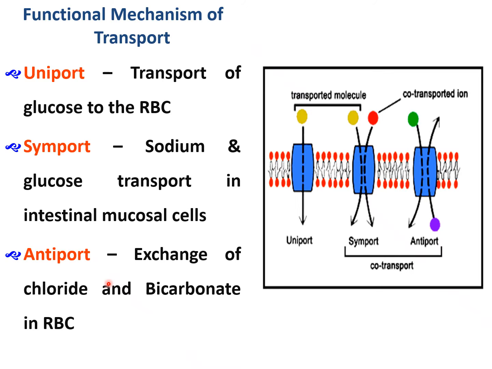Uniport, symport, antiport, it is there. In uniport, single compound, same direction: transport of glucose into RBC, just a function of the plasma membrane. Symport: sodium and glucose transport in intestinal mucosal cells. Antiport: exchange of chloride and bicarbonate in RBCs. In this case, you can tell sodium and potassium also as an antiport exchange.